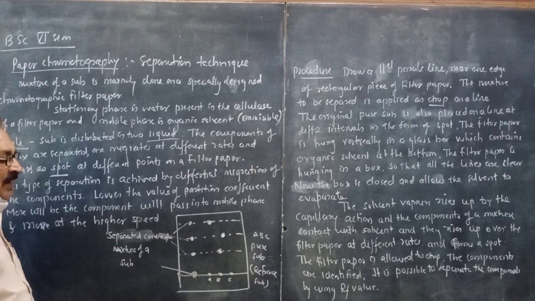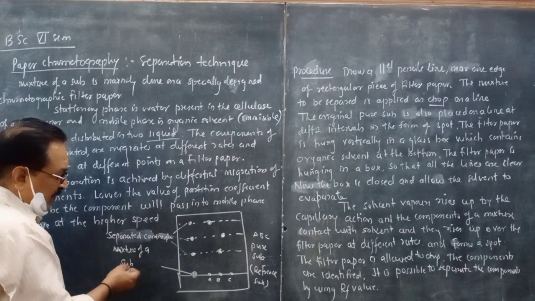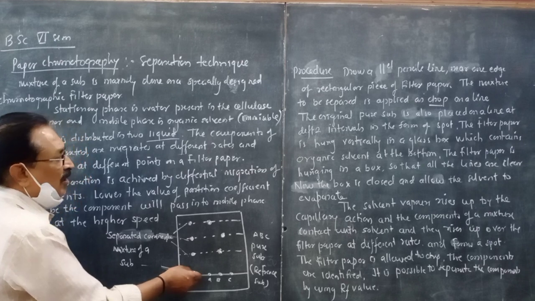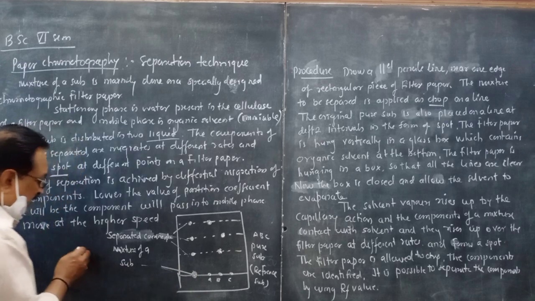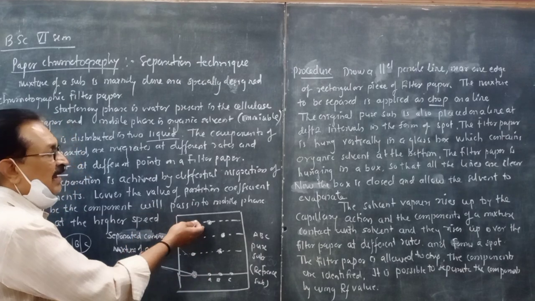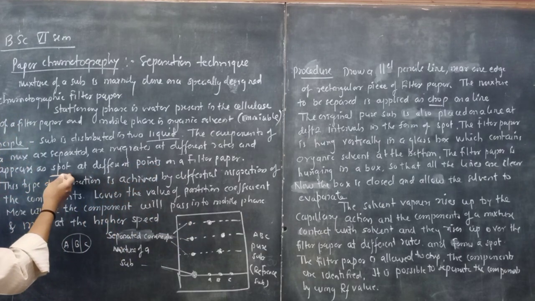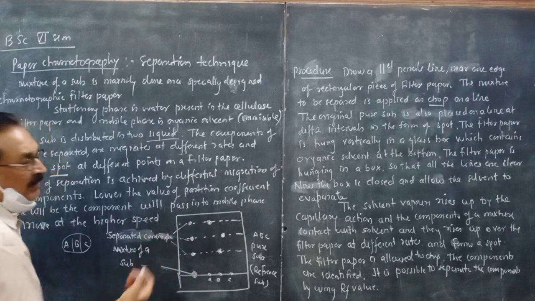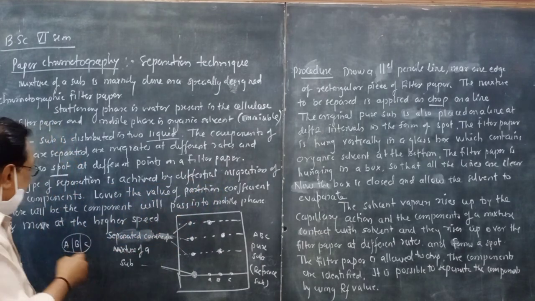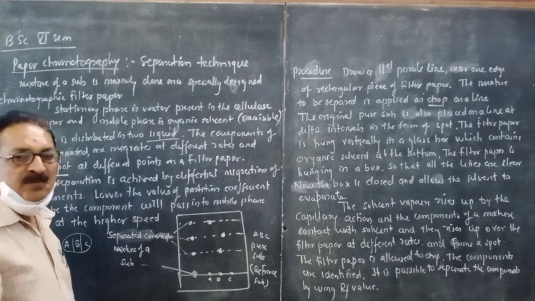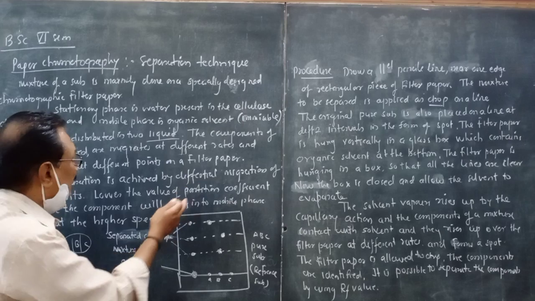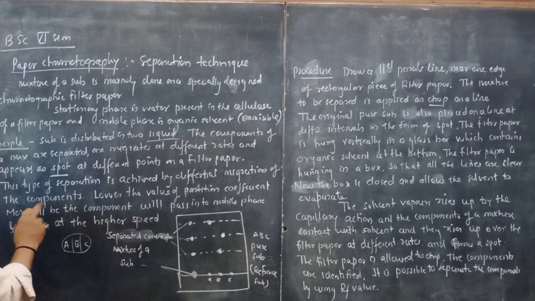Suppose the mixture contains A, B, C. These are the components, and they are separated from one another. These three components migrate at different rates over the filter paper, and they appear in the form of spots at different points on the filter paper. Actually, they are separated like this. This type of separation is achieved by differential migration of the components, meaning the components move over the stationary phase with the help of the organic solvent, but the migration is different for each.